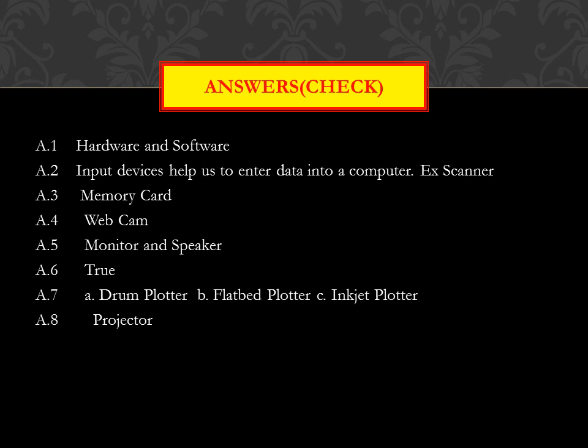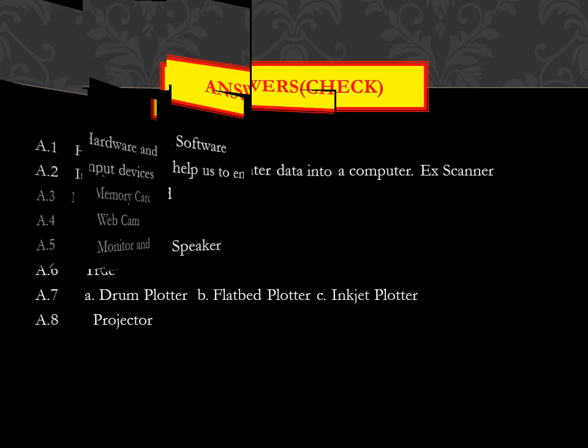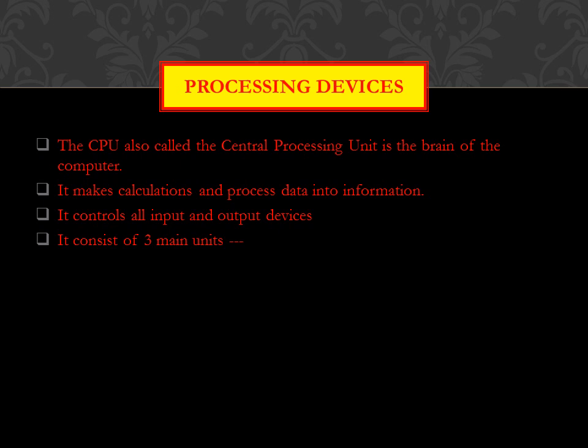Now let us go to the topic for today first, that is again a part of the hardware only. As the name indicates, the processing devices help to process the data that we have entered into the computer and convert it into information. So the main role in processing devices is of the CPU. The CPU, also called the central processing unit, is the brain of the computer. It makes the calculations and processes the data into information.